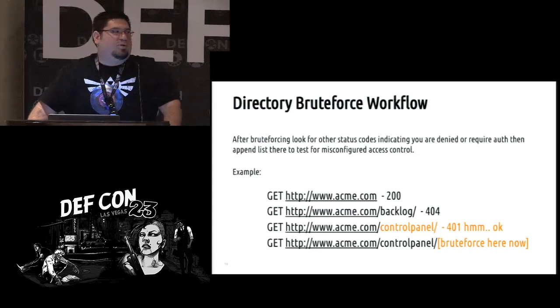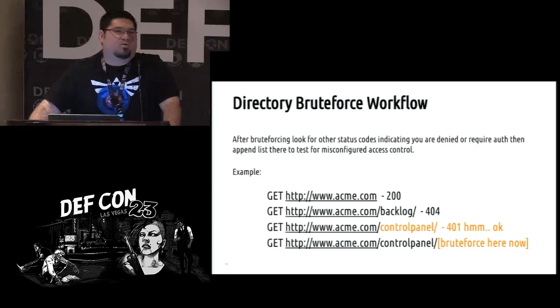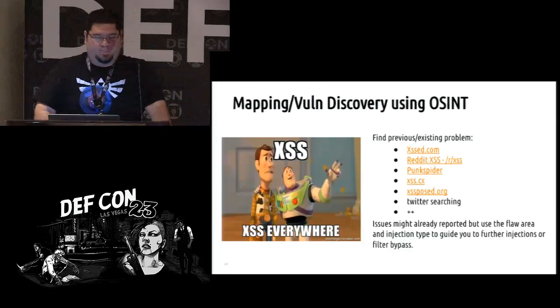But then they'll hit a control panel and see a 401, and then they'll be like, well, I can't do anything, I'm not authorized, right? So they don't brute force after control panel. And there's so many messed up access control on web server bugs that you can exploit. If you just brute force after that, you'll probably find something. So I just see this a lot where people stop after the top level domain when they're doing directory enumeration. So that's kind of the workflow you're doing there.